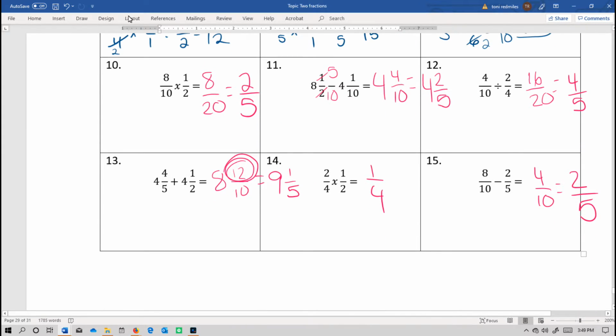All right, in this one, if you multiplied straight across, you got 8/20ths, then you reduce it down to 2/5. This one has an equal sign because 2/5 is the answer. I want you guys to be reducing by this point.